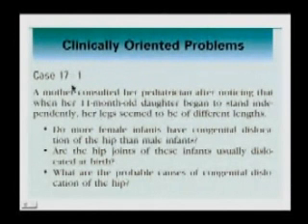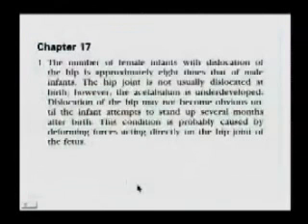So case 17-1: a mother consulted her pediatrician after noticing that when her 11-month-old daughter began to stand independently, her legs seemed to be of different lengths. Do more female infants have congenital dislocation of the hip than males? That's yes. Are the hip joints of these infants usually dislocated at birth? No. What are the probable causes of congenital dislocation of the hip?